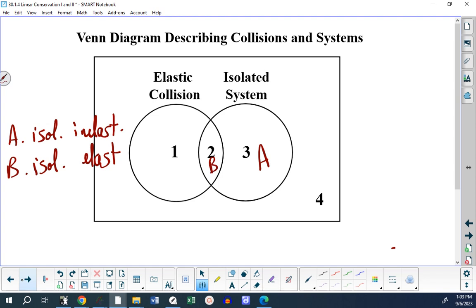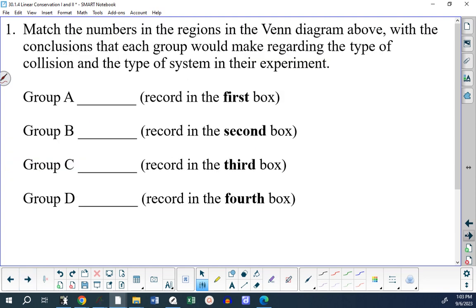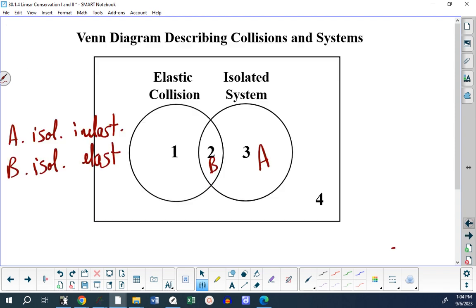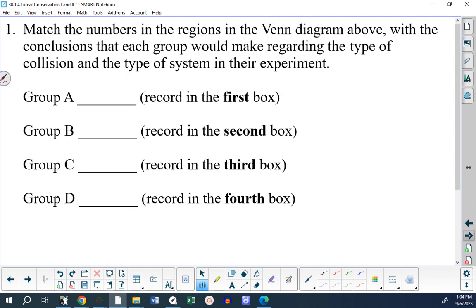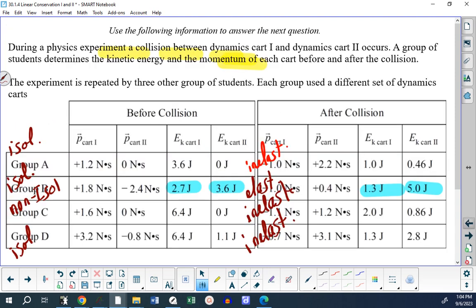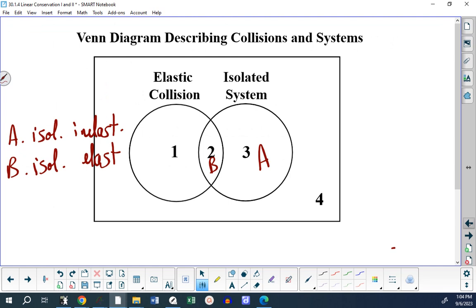And if you want to see where this is going, group A, which number represents where they are on the Venn diagram? We said group A was 3. Group B is both of them, which on the Venn diagram is 2. I'm going to look back for C. C was non-isolated and inelastic. I believe that's going to be area 4. Right? Not isolated and not elastic. 4.